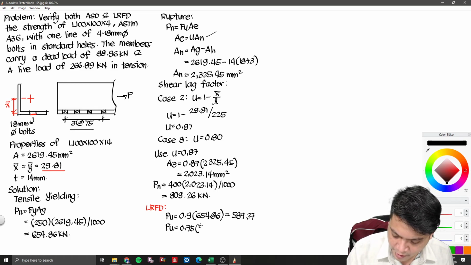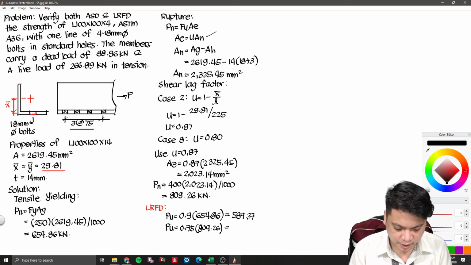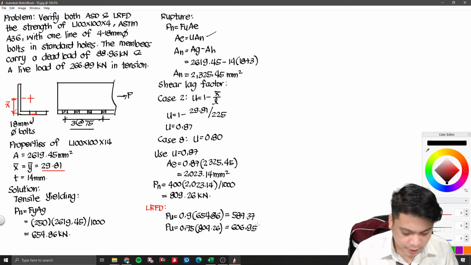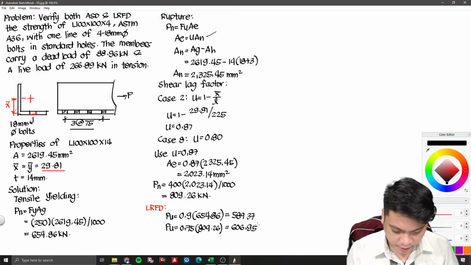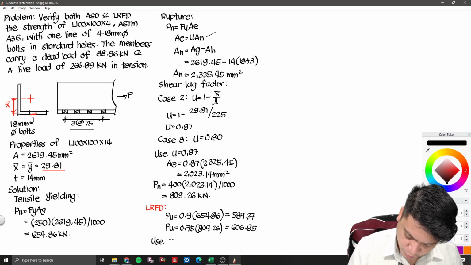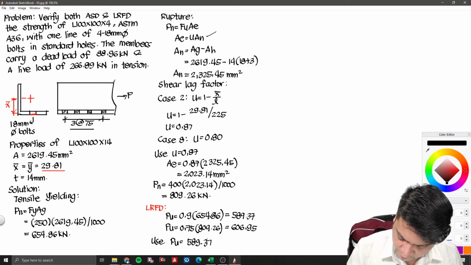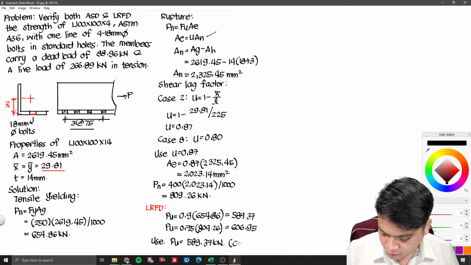Okay. And then another PU, so that's around 0.75. Kaya lang for the rupture, 809.26. So 0.75 of 809.26. So you have here 606.95. Okay. Since we will be having here 589, yung isa 606, we will use PU, smaller of the two, as 589.37 kilonewton. Okay? Now, this is now the capacity, no? So, this is your capacity.